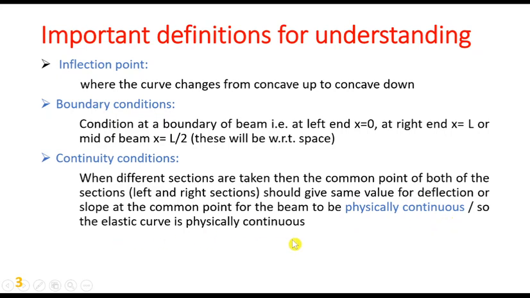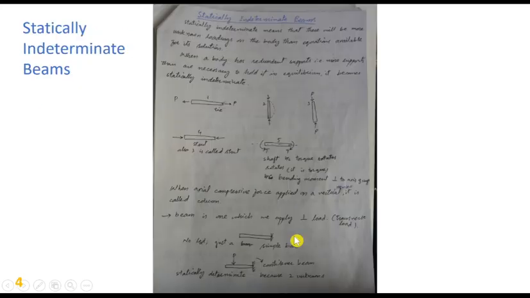So the elastic curve is physically continuous. We find the equations for slope and deflection in each section, and they should give the same value at the common point. That is the key point in continuity conditions. By applying both of these conditions, we can find the reactions of statically indeterminate beams.